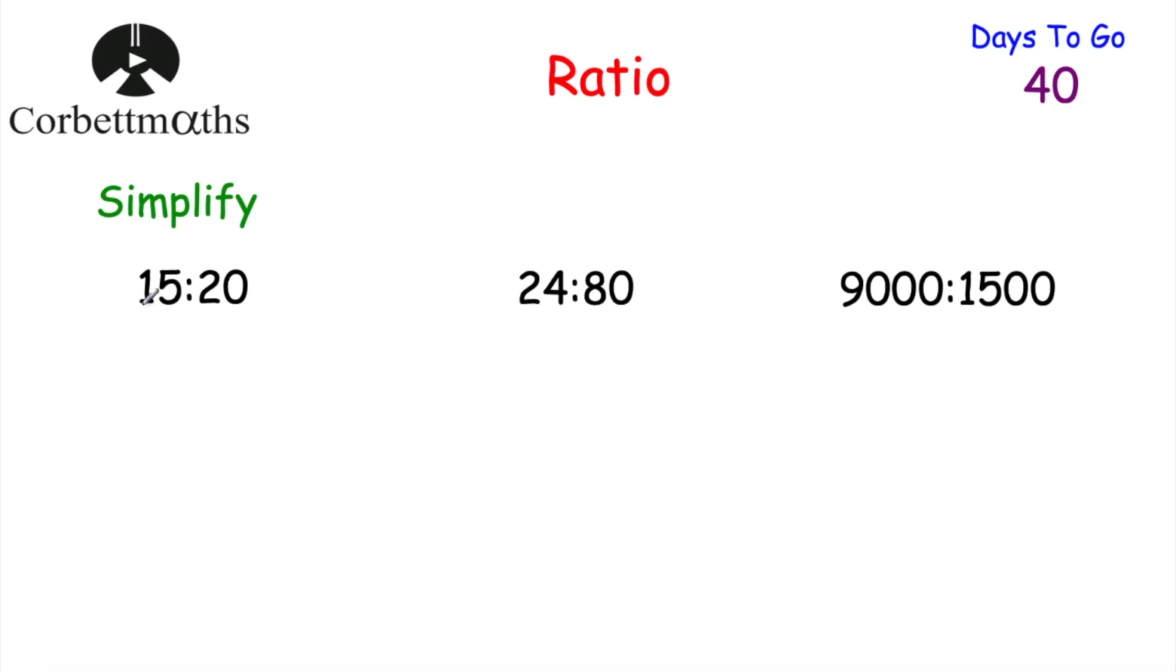Okay, so in terms of the first one, both of these numbers are divisible by 5. So if we divide both of these numbers by 5, we'll get 3 to 4. So 15 to 20 will simplify to 3 to 4.